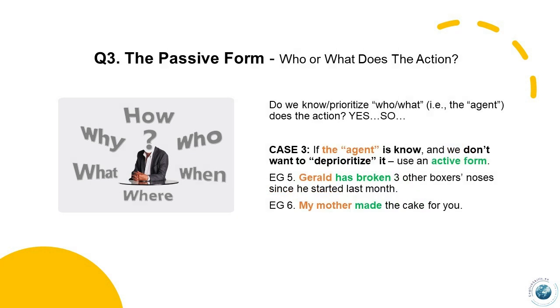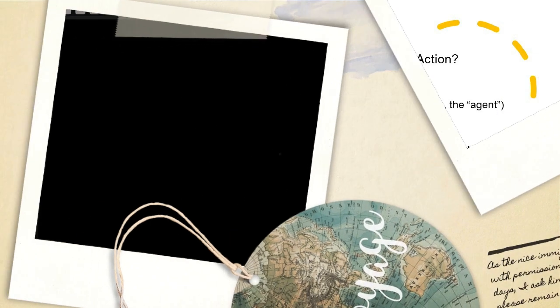And finally, case 3. If the agent is known, and we don't want to deprioritize it, we use an active form. Example 5. Gerald has broken 3 other boxers' noses since he started last month. Example 6. My mother made the cake for you.